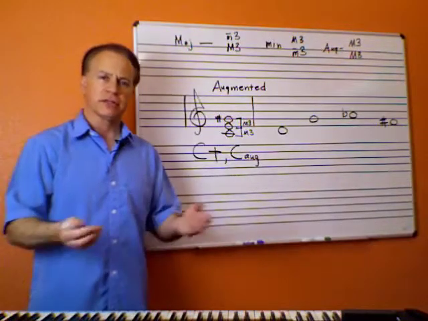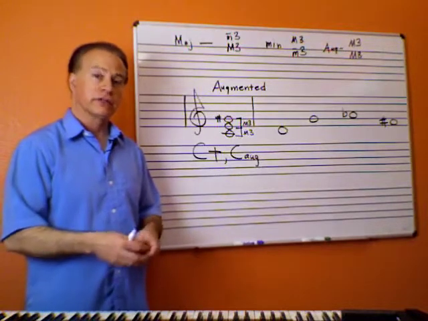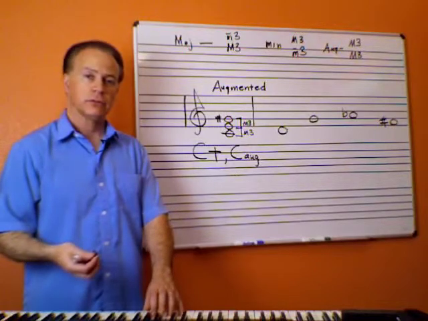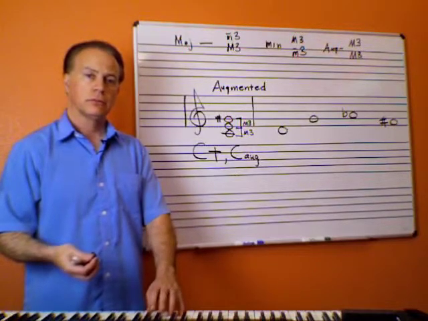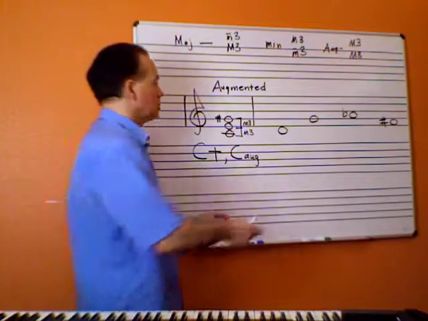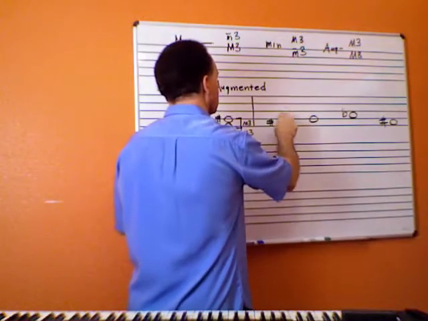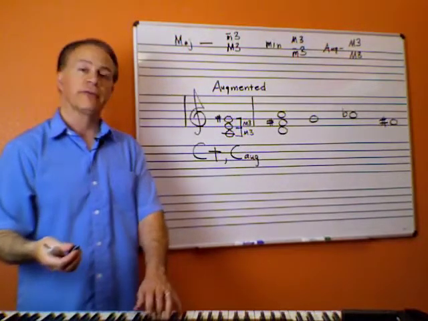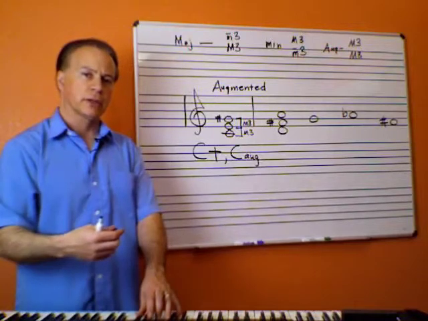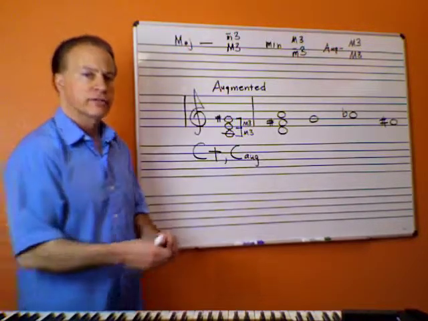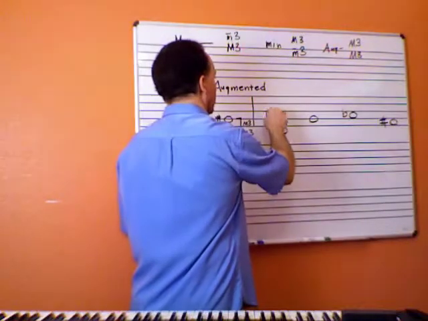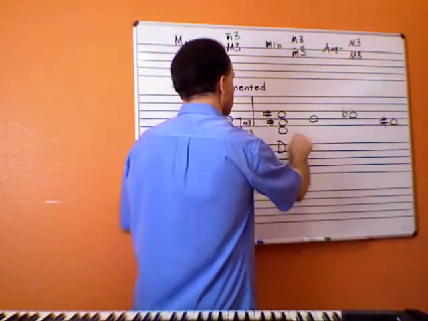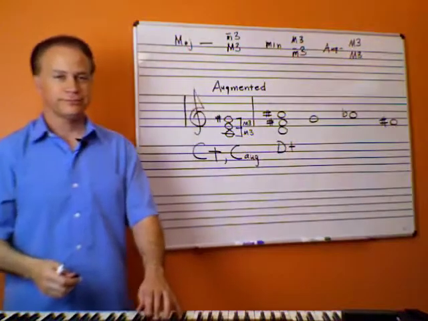Okay, so from D, probably the easiest way is build a major triad and then raise the fifth. So the first, third, and fifth notes of the D major scale are D, F sharp, and A. That's a D major triad. So in order to make this augmented, we're going to raise that fifth, but we have to call it an A something. So raising an A by a half step and still calling it an A, we're going to have to call that an A sharp. There we go, a D augmented triad.